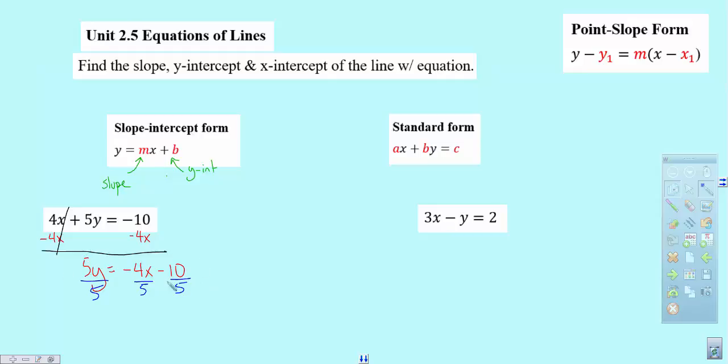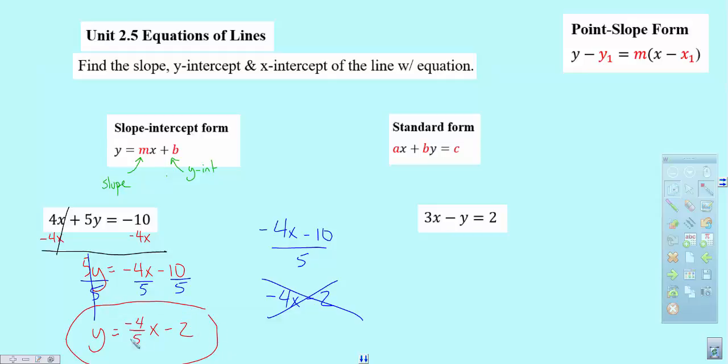I do it this way, dividing everybody by 5, so I don't make a common mistake. A common mistake would be to do this and then say that I get that, which is completely incorrect, because that 5 belongs to the 4, and it also belongs to the 10. So my 5's cancel on the left. I get y equals negative 4/5 x minus 2. So now I'm in slope-intercept form, and I can see my slope and my y-intercept.